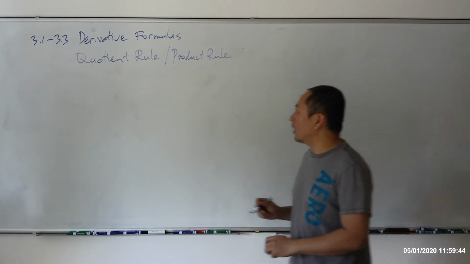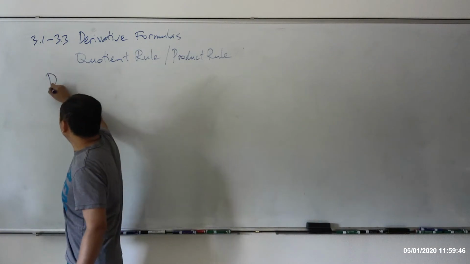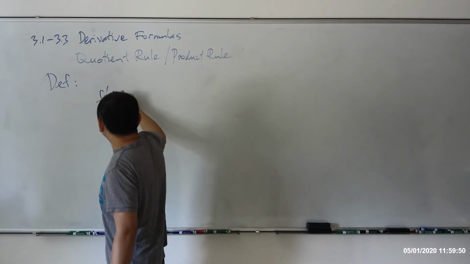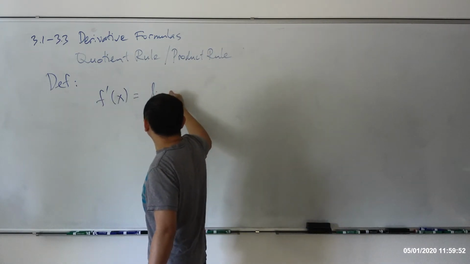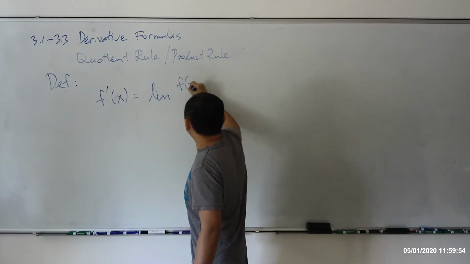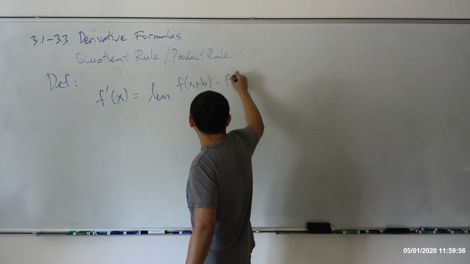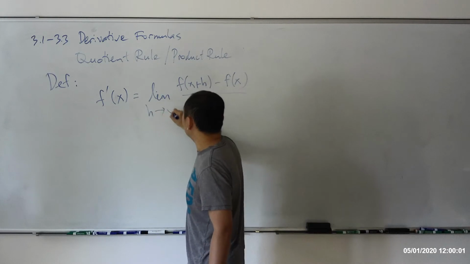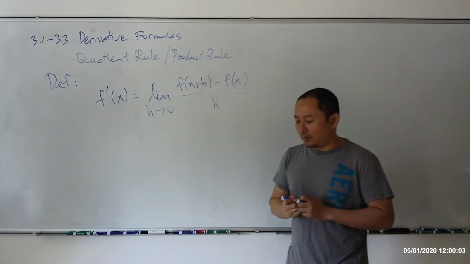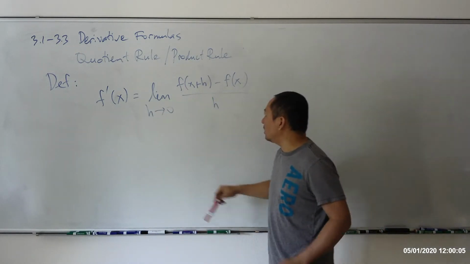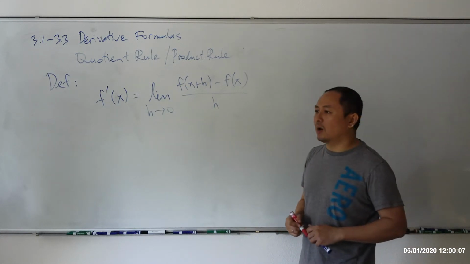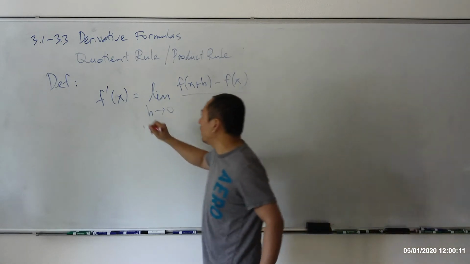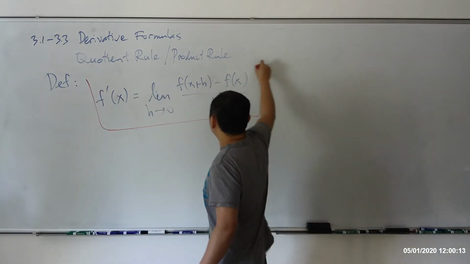So first, let's start with the definition. Definition of derivative is what? F prime of x is the limit of f(x plus h) minus f of x all over h when you take h approaching 0. Okay? The reason why I brought up the definition here is all the formulas, if you ever wonder how we found the formulas, are all based on the definition. We found the formulas from the definition.